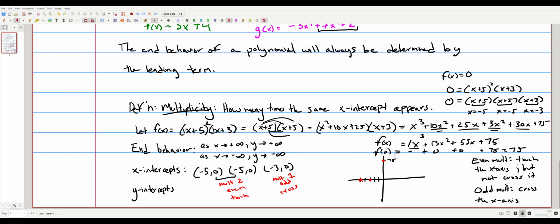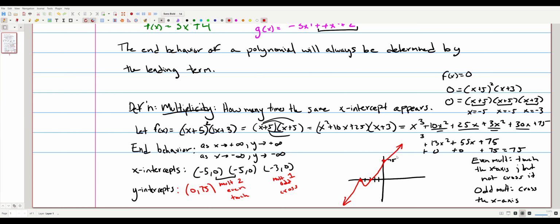Instead of drawing my arrow here, I'm going to erase a little bit of this and draw my arrow up here, still in the upper right hand corner. And so here I'm going to touch and come back, but this time cross, go through 75 and continue on to infinity. Okay, so we know our y-intercept here was 0, 75.